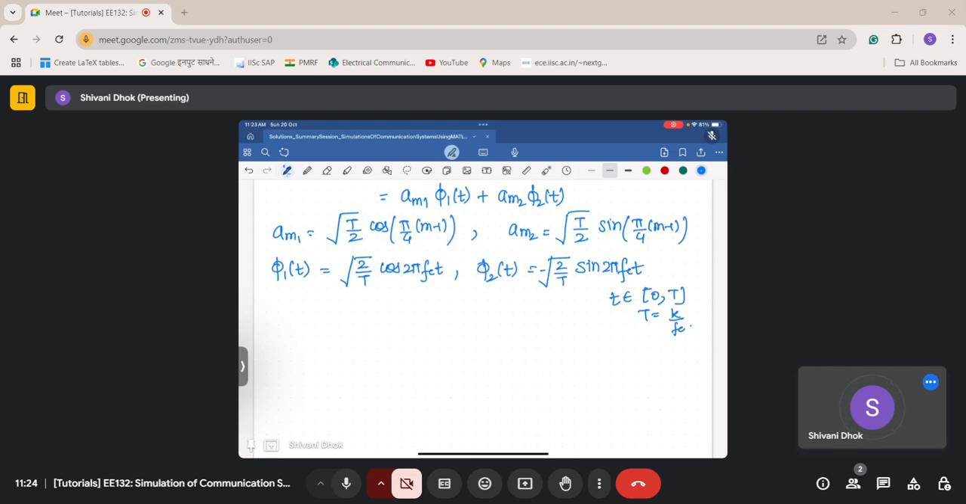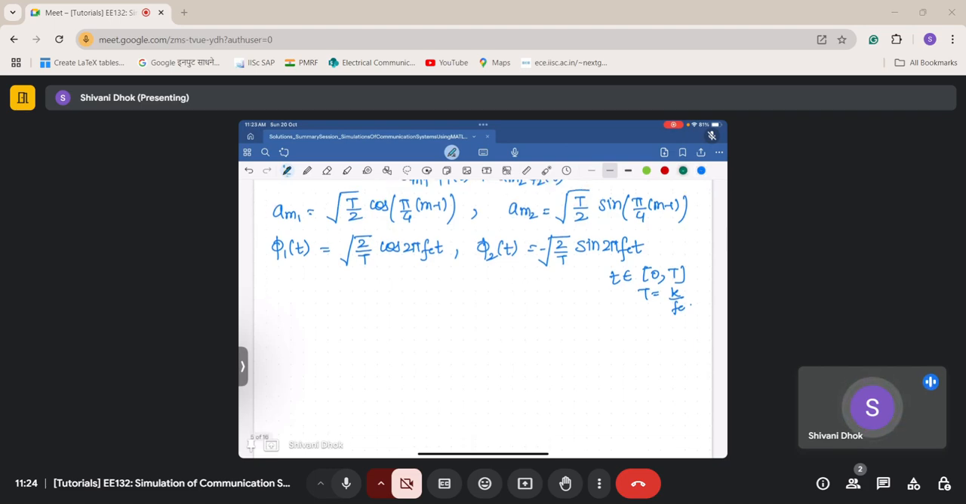Yeah. So now the question is, are phi 1 of t and phi 2 of t linearly independent? Let's just check orthogonality. If they're orthogonal, then they are linearly independent. And are they, or to be very specific, are they orthonormal?